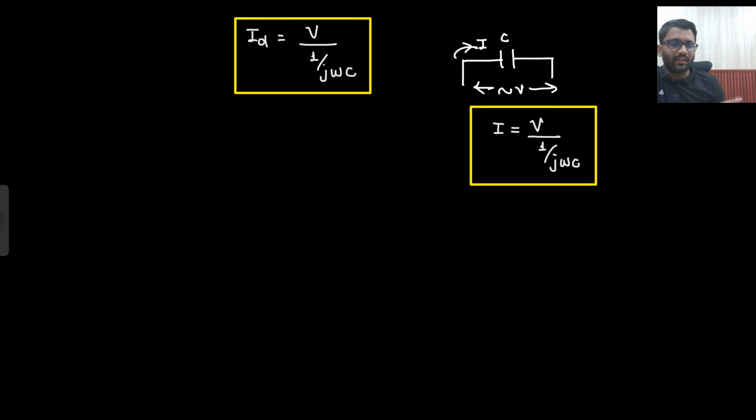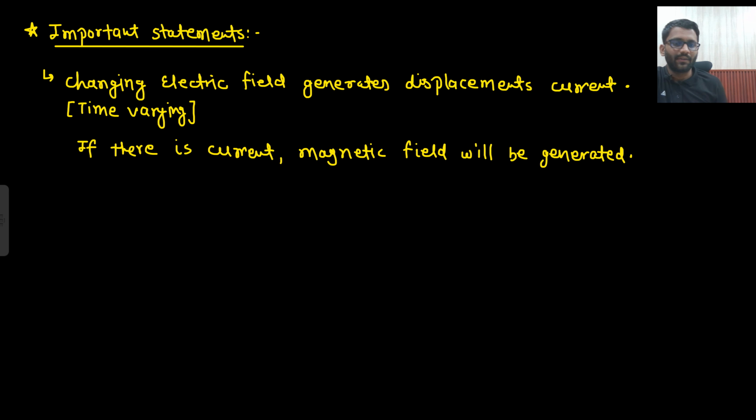So I hope you must have understood about displacement current. What is the important statement? What is the conclusion? That a changing electric field generates displacement current. Changing means here time varying, and if there is some current, then certainly a magnetic field will be generated. Is that clear to you?